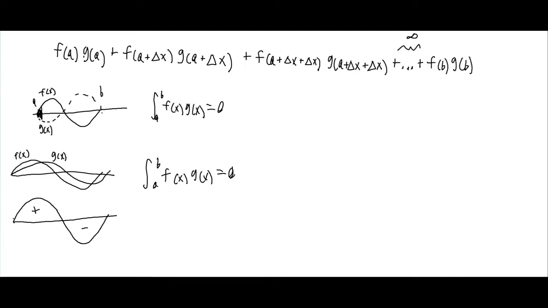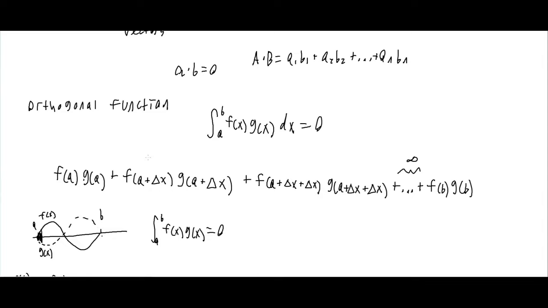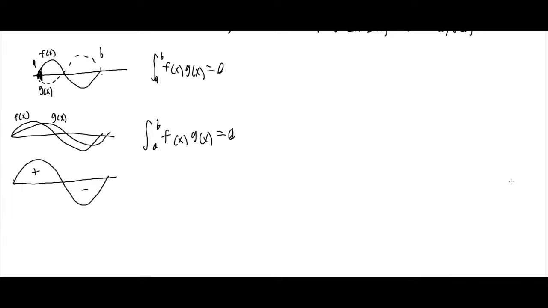But the idea here that I wanted to show is that we can think of the orthogonality of a function similar to the way that we do the dot product up here, in that we are just multiplying the first thing and then adding the second thing, just like we are with the dot product, and then doing that over the entire section from A to B.